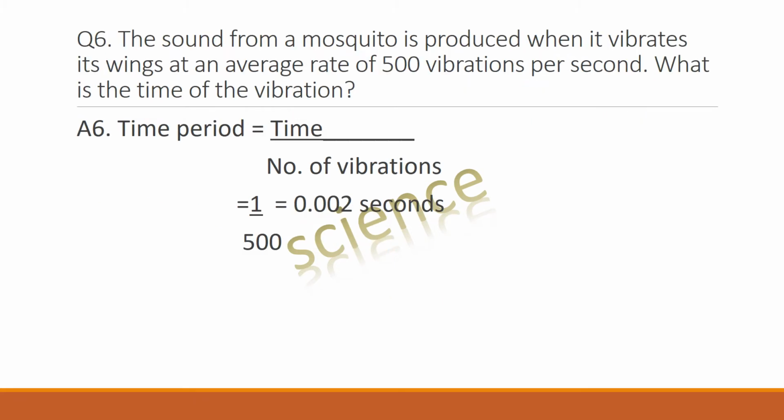Question number 6 is the sound from a mosquito is produced when it vibrates its wings at an average rate of 500 vibrations per second. What is the time of vibration? So you have to find the time period. So that is time period is equal to time upon number of vibrations. So time it is given over here per second, that is 1 upon number of vibrations, that is 500. So 1 upon 500, and when you divide it, it will give you 0.002 seconds.